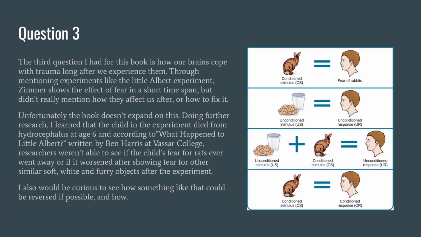Doing further research, I learned that the child in the experiment died from hydrocephalus at 6, and according to "What Happened to Little Albert?", written by Ben Harris at Vassar College, researchers weren't able to see if the child's fear of the rat ever went away or if it worsened after showing fear for a similar soft, white, and furry object after the experiment. I would also be curious to see how something like that could be reversed, if possible, and how.